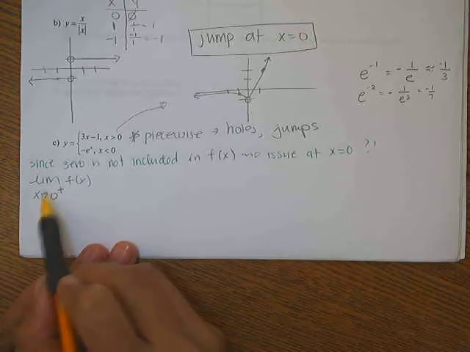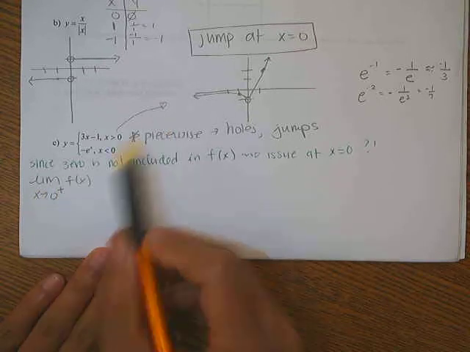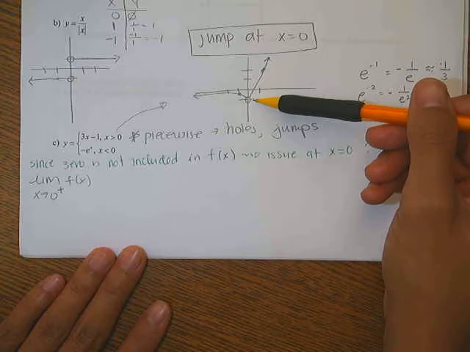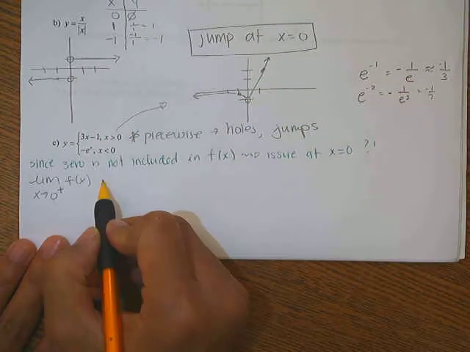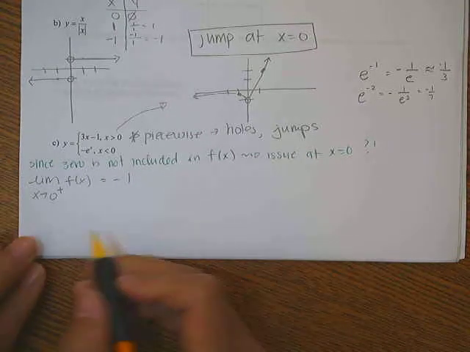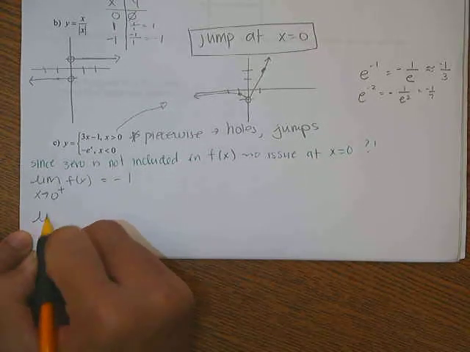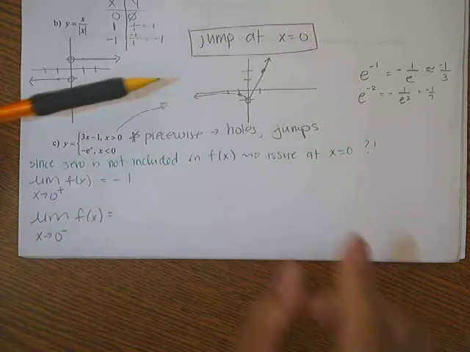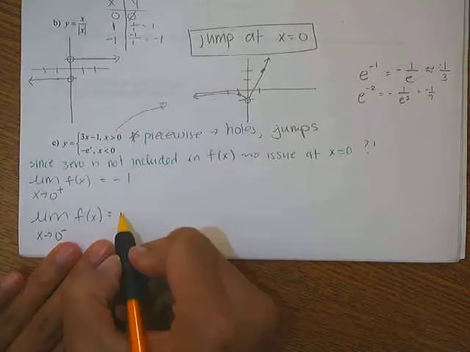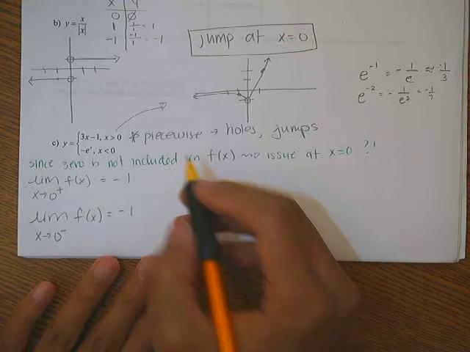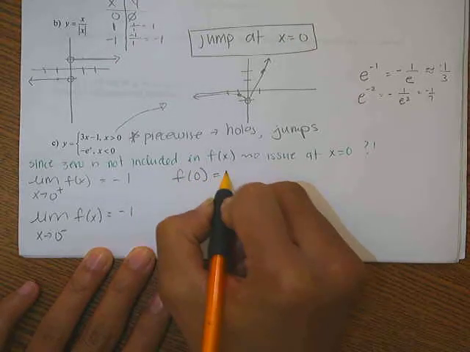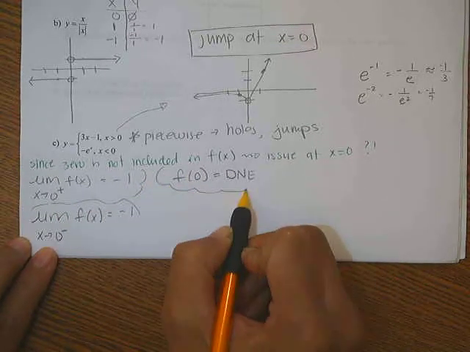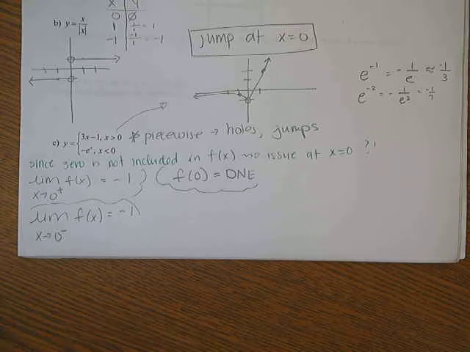Going back to the formal definition, as the limit of this function coming from the right approaches 0, would you agree the limit is -1? Now the limit as x approaches 0 from the left is also -1. Now, f of 0 does not exist. These are all different tests I'm trying to do.